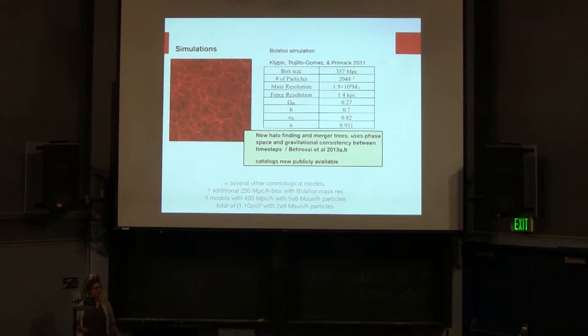We found that the accuracy of these tools matters quite a lot, so we worked hard to get this right. Both the tools, the Halo Finder and the Merger Tree, and the catalogs based on this simulation are now publicly available, and I encourage you to play around with them. Ask me if you have any questions.